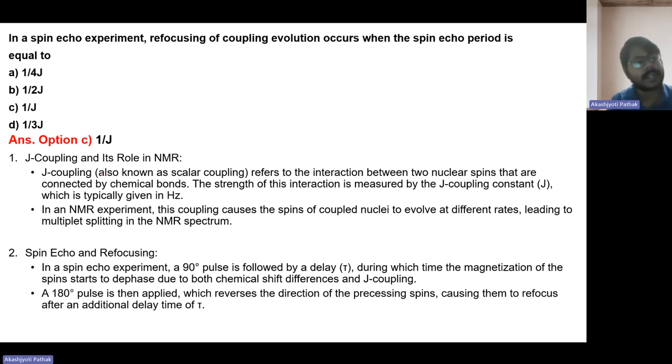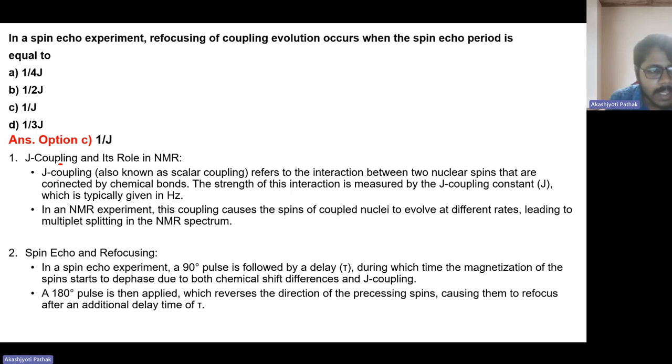J coupling is also known as the scalar coupling constant, right? It is a measure of how much the nuclear spins are separated from each other, how much they are separated from their adjacent nuclear spin because of the chemical environment difference. So that is the measure, this J coupling. So 1J, 2J, because of the splitting. How much these split peaks are separated from each other is given by the J coupling constant.